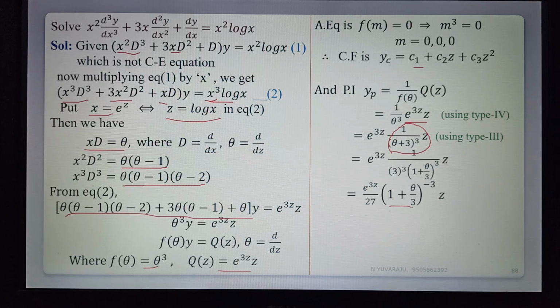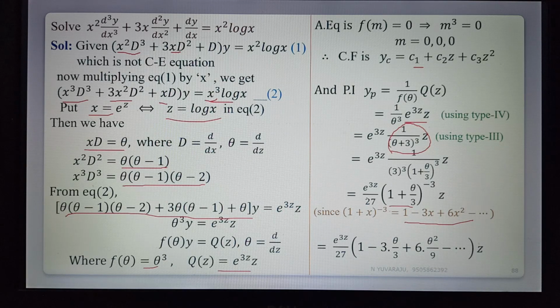Which form here? 1 plus x whole power minus 3, expand by using the binomial theorem. So 1 plus x whole power minus 3 using this formula: 1 minus 3x plus 6x square minus, and so on. Here x is equal to theta by 3. That is e power 3z by 27 into 1 minus 3 into theta by 3 plus 6 into theta square by 9. But expand only up to z power 1 and theta power 1. Theta square and higher terms all give 0, so they are eliminated.